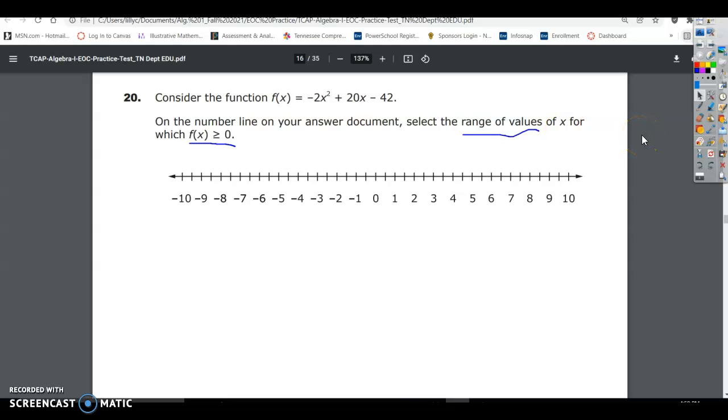All right, so what we have to do is just go on the number line and indicate that from 3 to 7, and it says greater than or equal to. So when it's equal to, remember this is a solid circle. If it was just greater than, it would be an open circle. But it's going to be all values between 3 and 7. So we just have to shade that in. And those numbers are all the numbers that represent your range greater than 0. All right, so that's number 20.